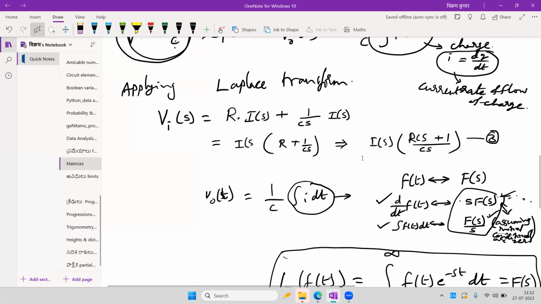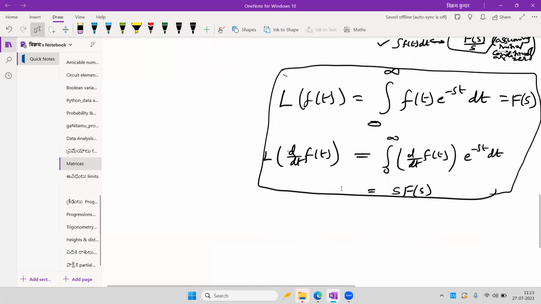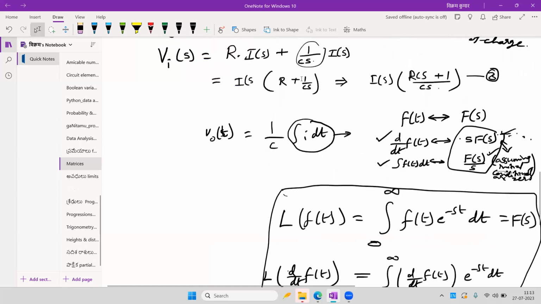First, if you know the general equation, then we will substitute values. Don't worry. So that's how we got up to this level. So this part, that 1 by cs, why it came, because of this formula, which I have explained here. Integration is there.